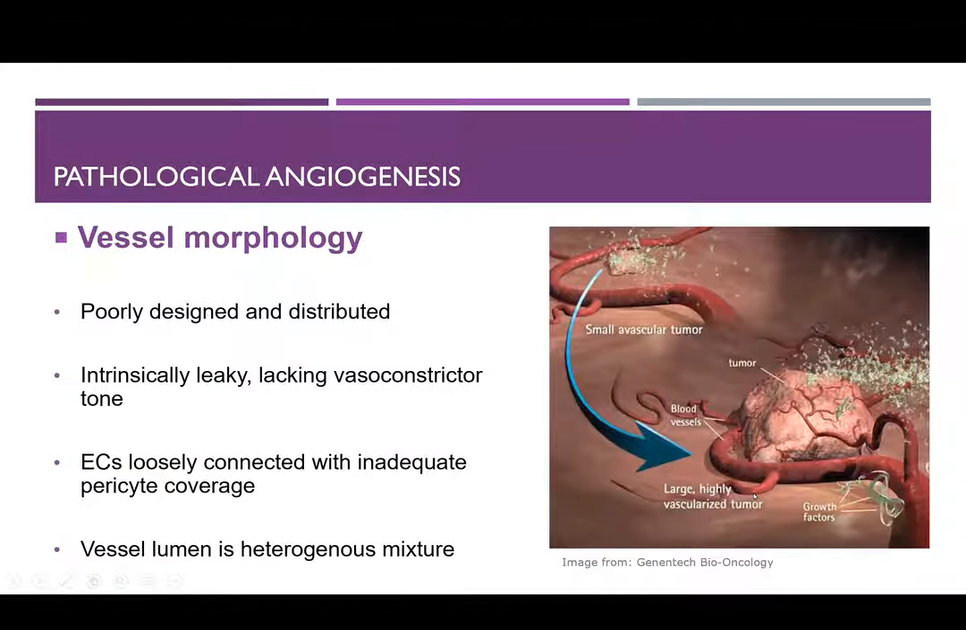As I mentioned on the first slide, the vessel morphology of a pathological angiogenic vessel differs quite a lot to the normal vessels that we would see in a normal physiological state. These vessels that tend to feed into this tumor microenvironment, shown in the picture on the right, are poorly designed, leaky, they lack vasoconstrictor tone, and the lumens are usually lined by a heterogeneous mixture of endothelial cells and tumor cells. And again, they don't have adequate pericyte coverage, which contributes to their lack of structure and makes them more penetrable by the tumor cells, which can then disseminate across to other regions of the body.